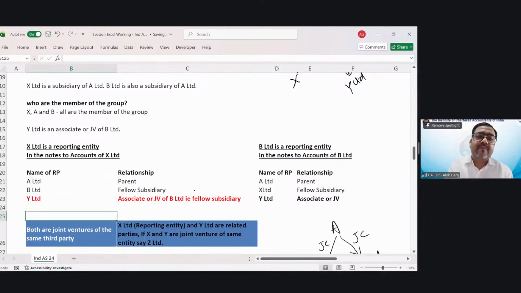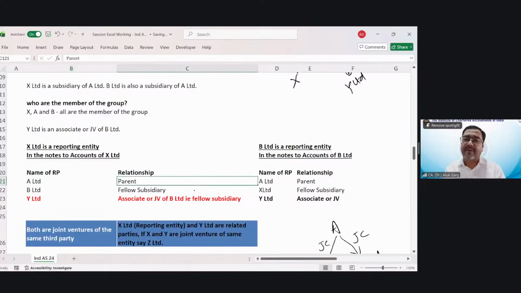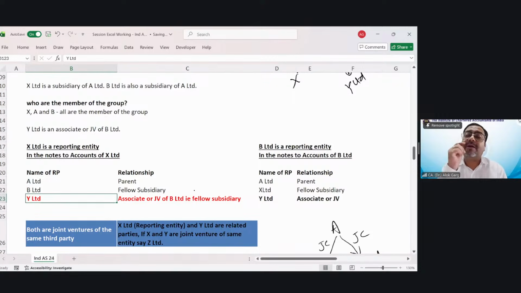Means if X Limited is a reporting entity which is a fellow subsidiary, then in the notes to accounts of X Limited, who are the related parties? A Limited is a parent, B is a fellow subsidiary. Now this Y Limited will also become a related party in the books of X Limited. Why? Because X and B are members of the same group, they are fellow subsidiaries, right? So if an entity is a JV or associate of an entity who is a member of a group, then that entity will become a related party to the entire group.